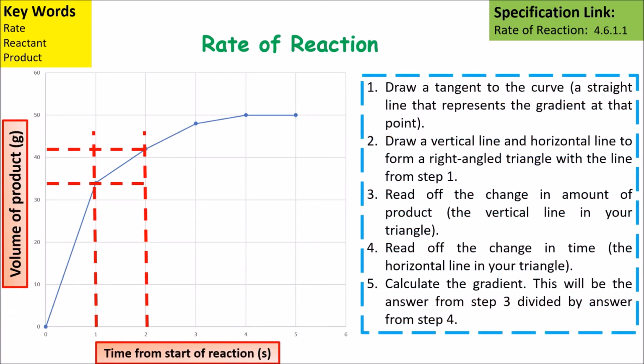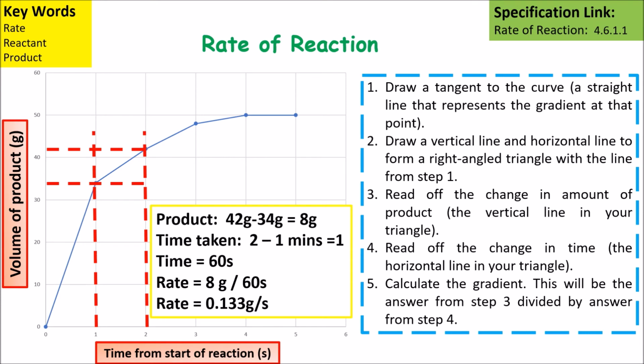If we are looking at actually measuring the rate of reaction from a graph, this is the following set of instructions that you need to follow, because you will need to draw a tangent against a certain part. So draw a tangent against the curve, then draw a vertical line and a horizontal line to form the right angled triangle with the line from step 1. Read off the change in the amount of product, read off the change in the time, and then use those two numbers to calculate the gradient, which will be your rate of reaction.